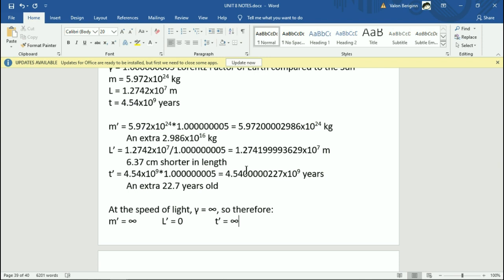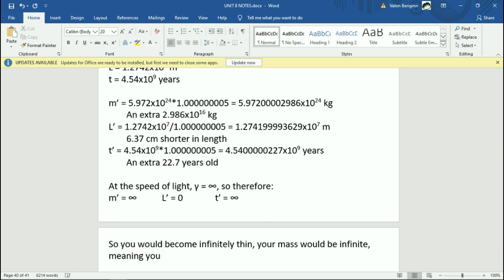Your second problem, so let's see. So you would become infinitely thin. Your mass would be infinite. Meaning you would need, and again, think about energy, right? Kinetic energy, 1/2 mv squared. If your mass is infinite, your energy is infinite. So in other words, you would need infinite energy to move at the speed of light. So again, that's impossible, hence why moving at the speed of light is impossible.